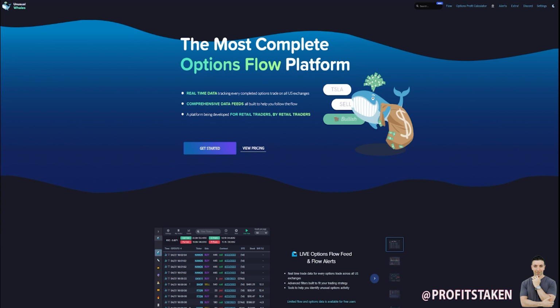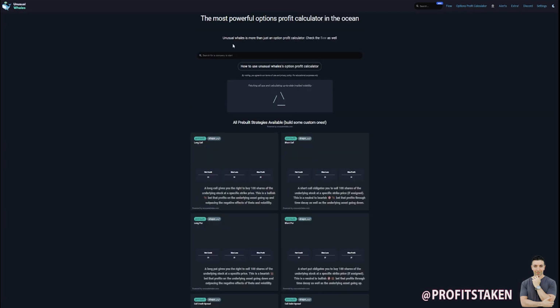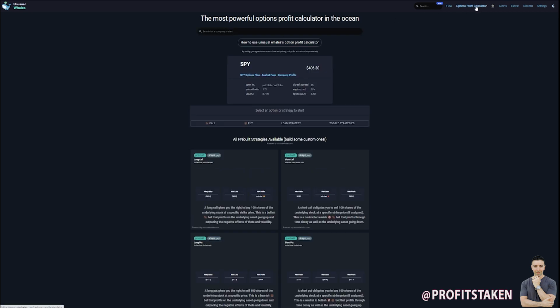So let's get started. I'm assuming that you're starting at the Unusual Whales homepage, or you could be in the flow. Either way, it's really simple to get to the options profit calculator. We just click on options profit calculator. It's going to be right at the top of your screen no matter where you are, so it's really easy to access at any time, or you can pop it open as a separate window, which you might want to do if you're doing other work elsewhere.